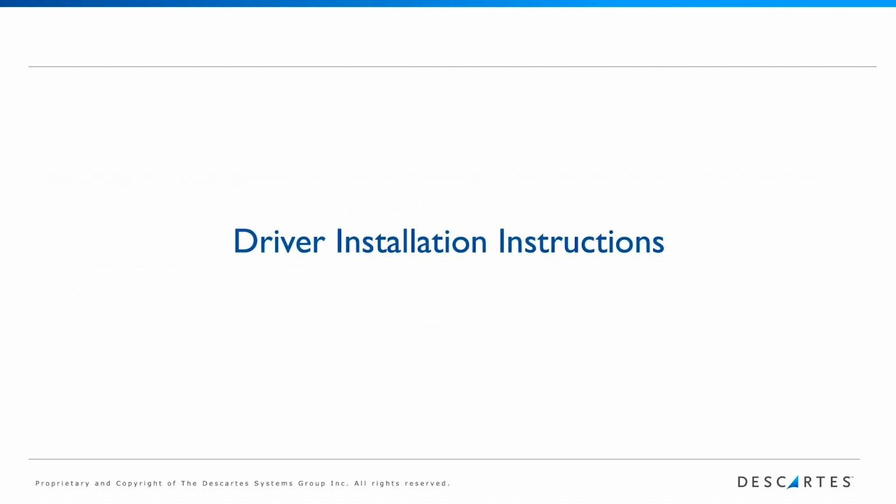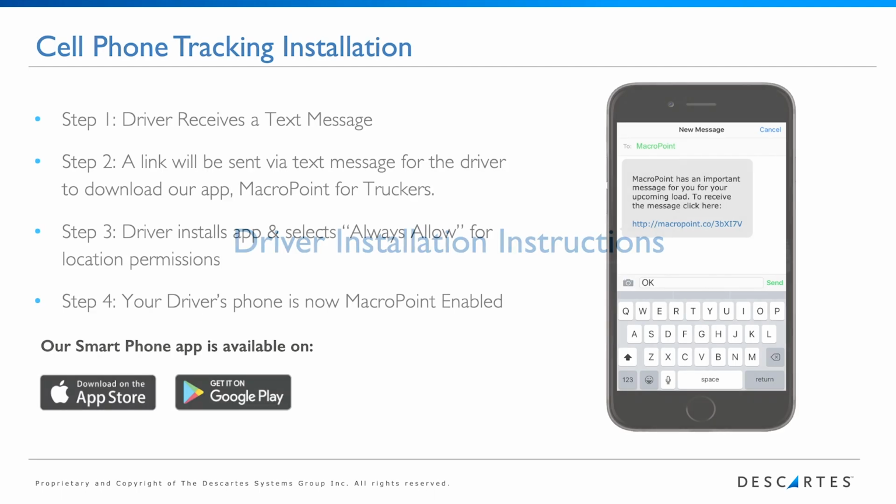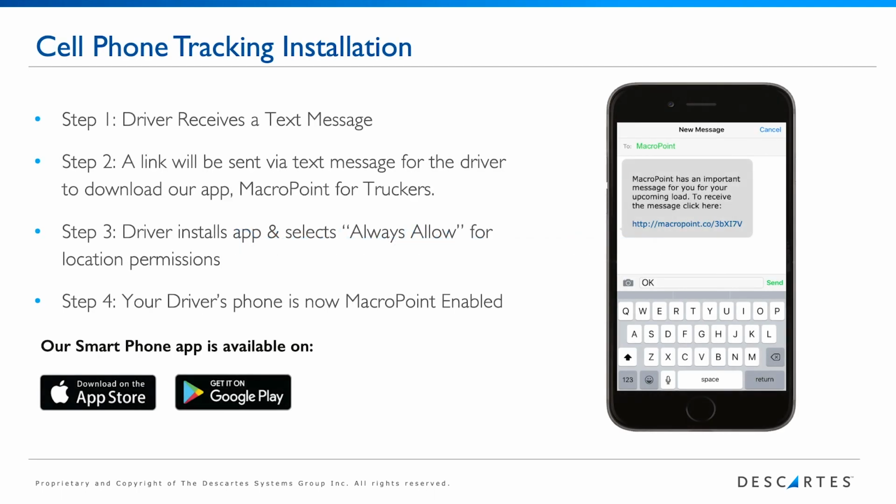Now we'll review what driver installation looks like. Step 1, the driver receives a text message. Step 2, a link will be sent via text message for the driver to download our app, MacroPoint for Truckers. They can also search manually for the app in whichever app store they use on their smartphone. Step 3, the driver installs the app and selects Always Allow for location permissions. Step 4, your driver's phone is now MacroPoint enabled.